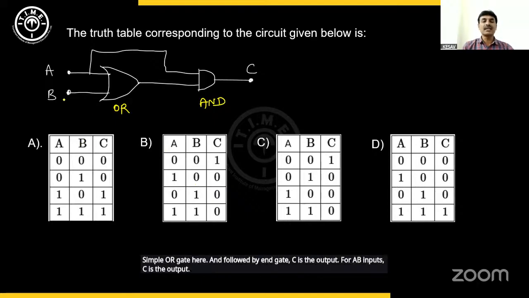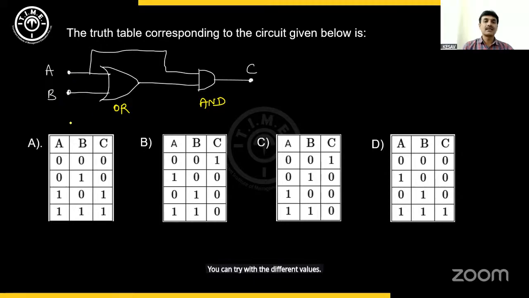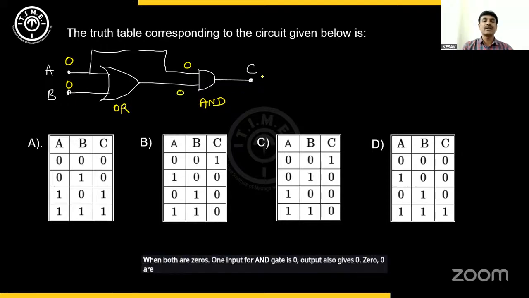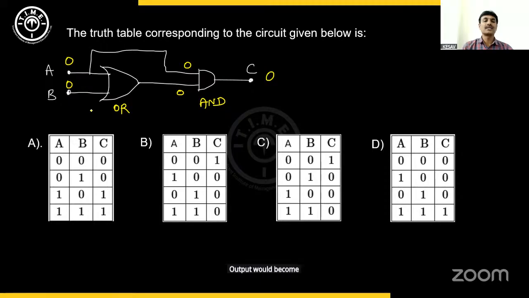You can try with the different values. Only 4 combinations are possible here. When both are zeros, one input for AND gate is 0, so output also gives 0. 0, 0 are the inputs for the AND gate. Output would become 0. For 0, 0 combination, output is 0.